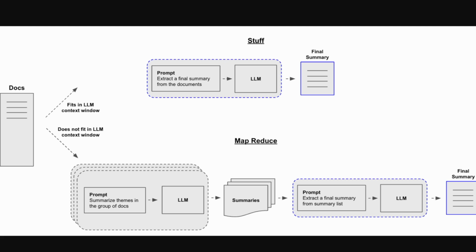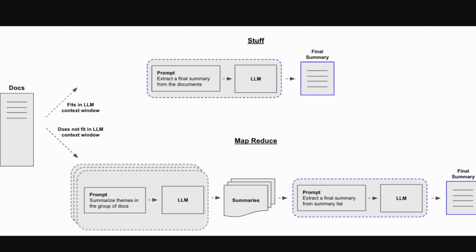The second method is map reduce. It involves summarizing each document individually, in the map step, and then combining these summaries into your final summary in the reduce step. This approach is more scalable and can handle a large volume of text.